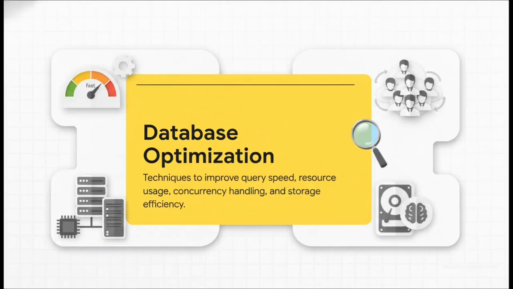So, what's the fix? Well, the hero of our story is database optimization. It's really just a collection of powerful techniques to make your database, well, better. We're talking about making queries faster, using less CPU and memory, letting more people use the app at once without it breaking a sweat, and just being smarter about how data is stored.